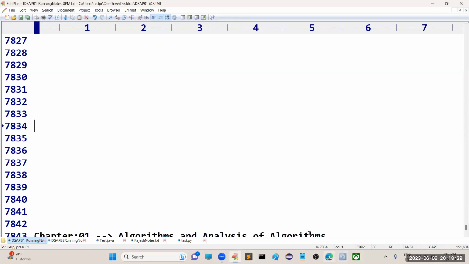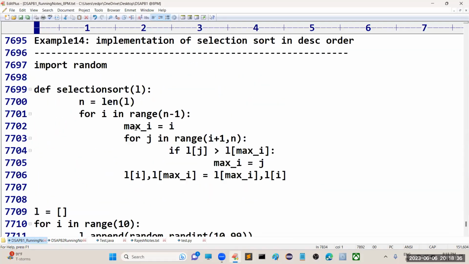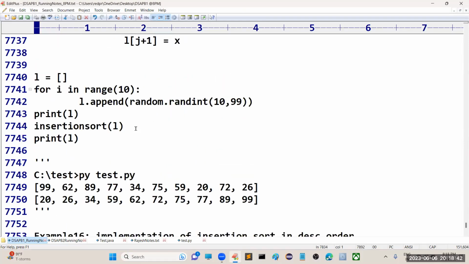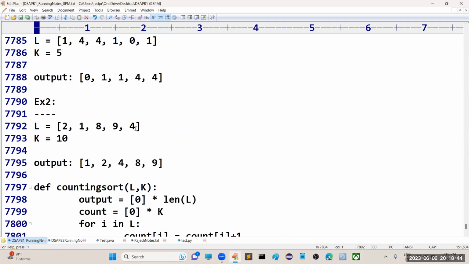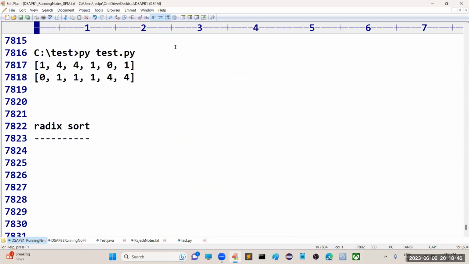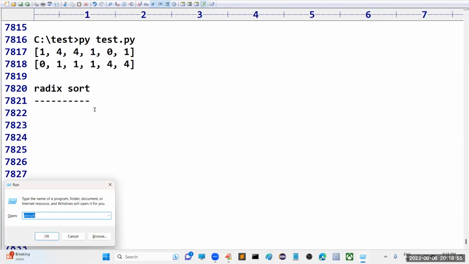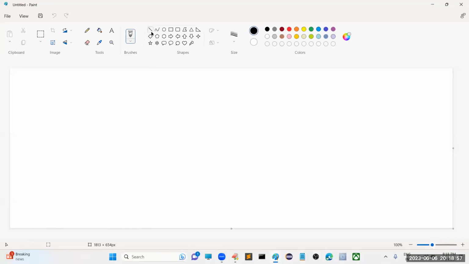So, good evening. In our last videos, I think we discussed very clearly various sorting techniques like bubble sort, insertion sort, selection sort. After that, we covered counting sort also. Now, in today's session, we are going to talk about radix sort. I think I already explained the algorithm. If you want, let us have one example so that you can get the idea of radix sort.